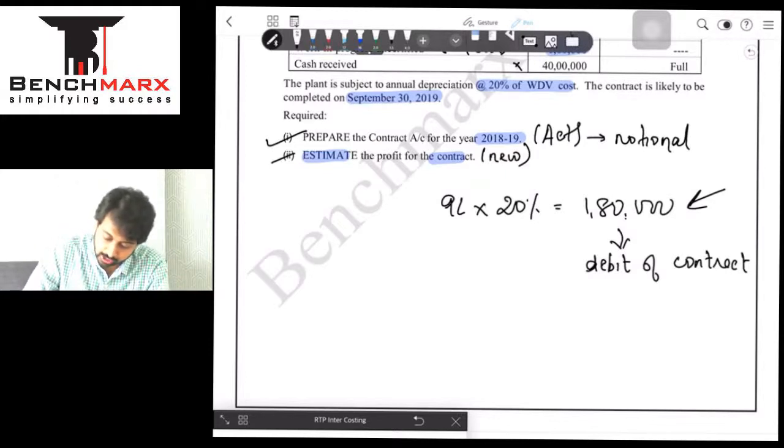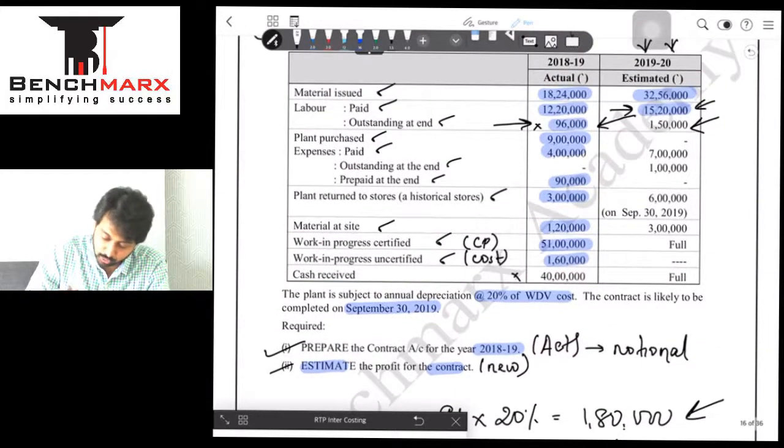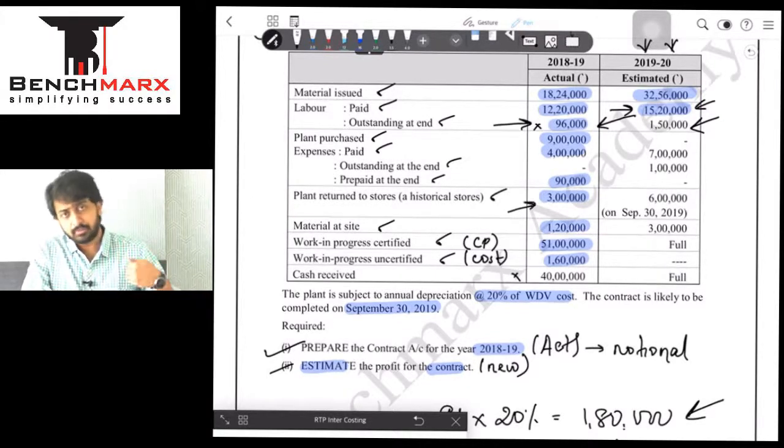ठीक है, ये भी अपना हो गया. Then coming to outstanding, हो गया, प्रीपेड हो गया. ठीक है, प्लांट रिटर्न. Now interesting, plant return to stores is 3 lakhs. Now this was returned on the last day of the year, which means ये अपना रिटर्न कर दिया है.